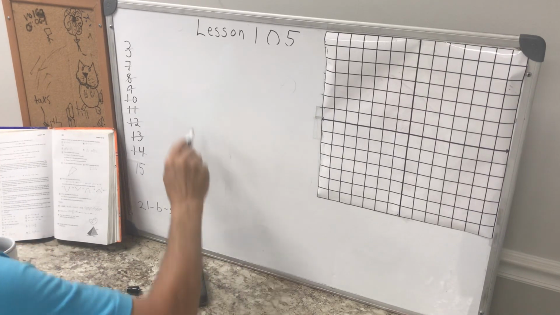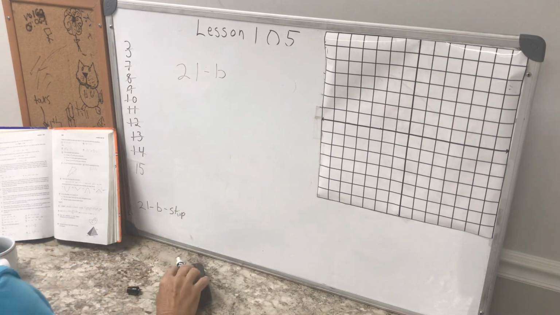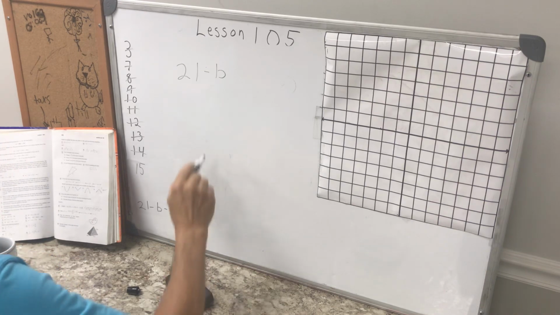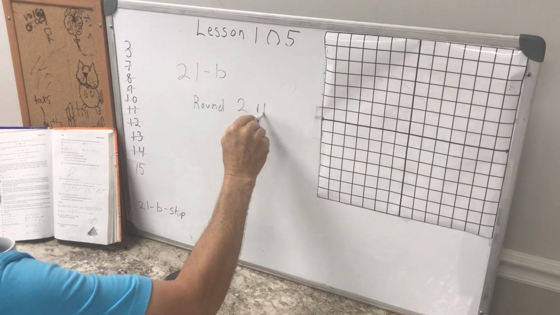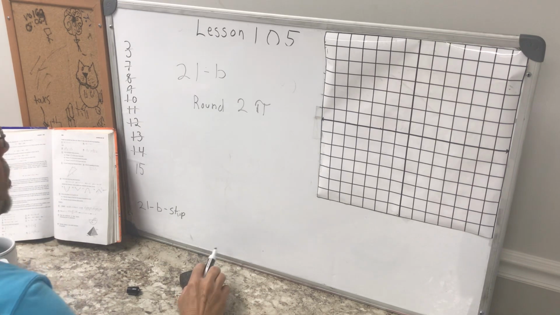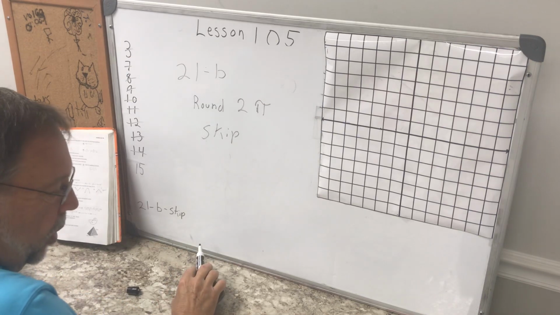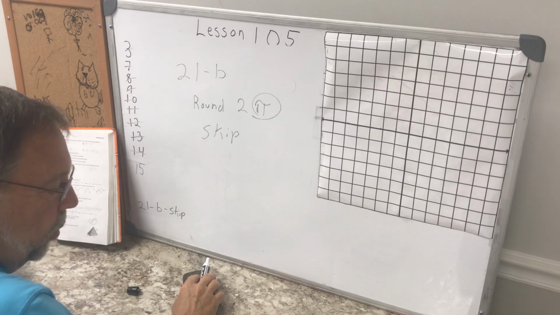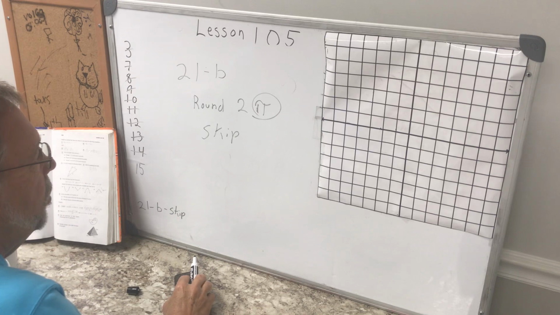And finally, I just wanted to show you 21. You got A, B, and C, but B says round 2 times pi to the nearest 100,000ths. You can just skip this one unless you have a calculator with the pi sign on it. Mine doesn't. Most of these simple ones don't. You can skip it. If you actually have this, go ahead and do it just for the practice of it.